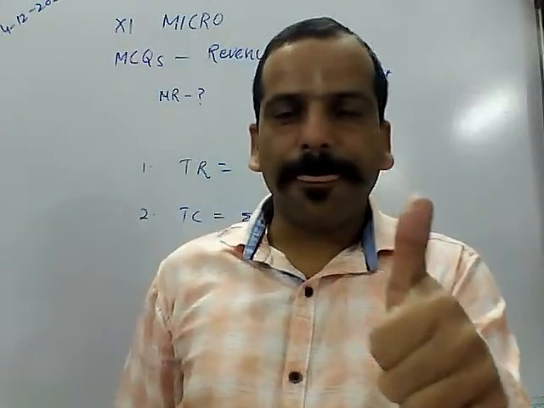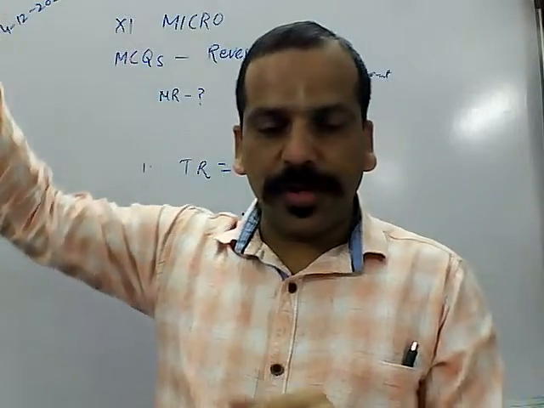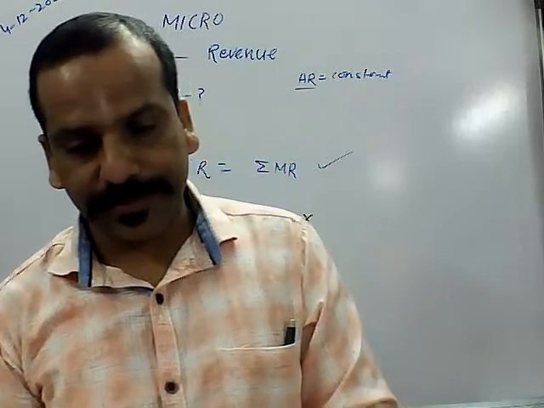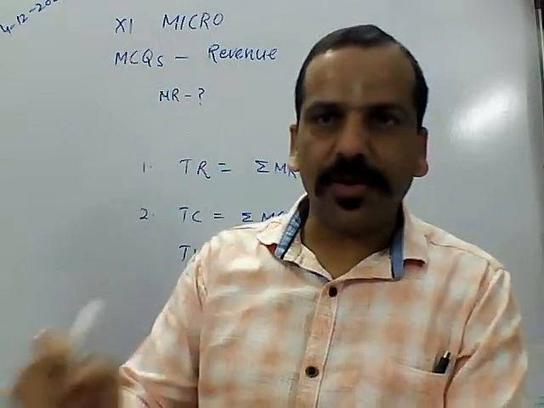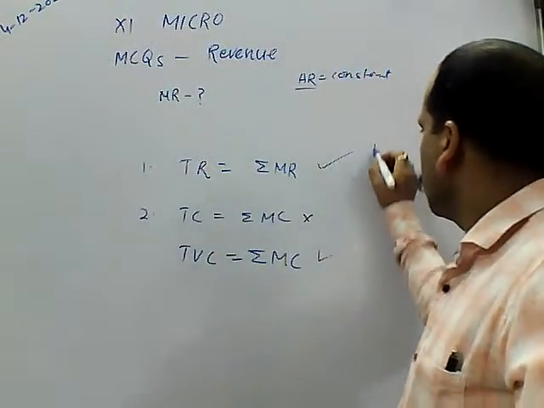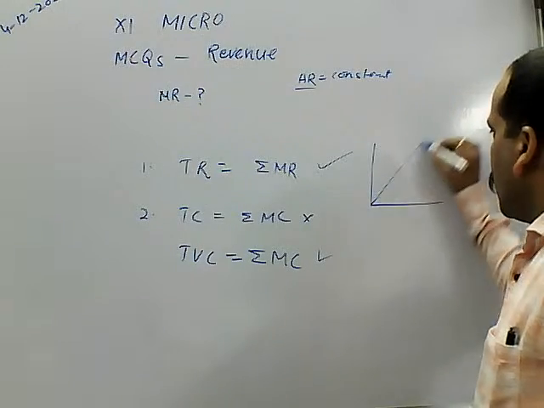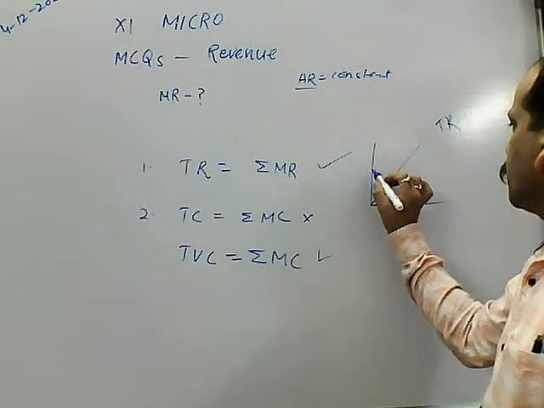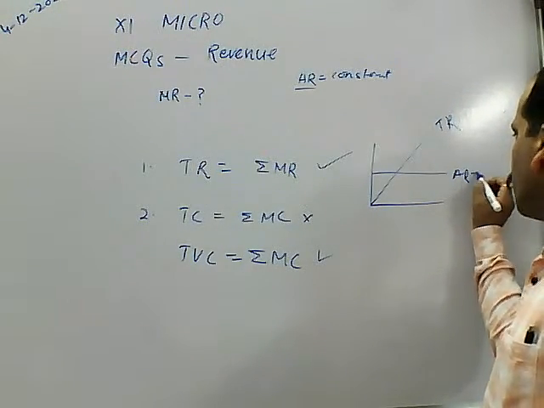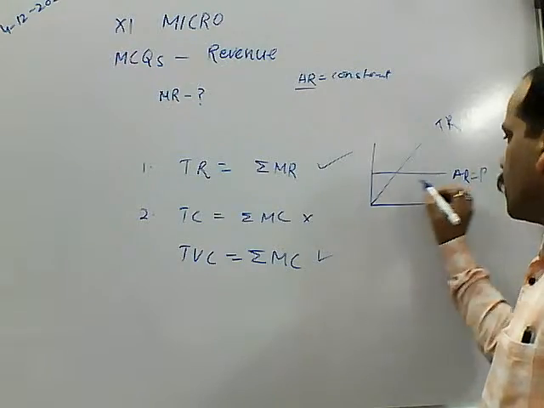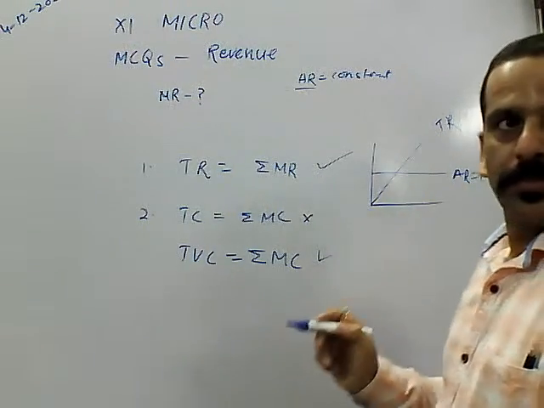Okay, good. That's the correct answer. When prices remain constant, the shape of total revenue is a positively sloped straight line through origin. Average revenue and price are the same.